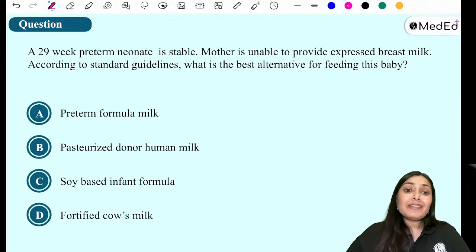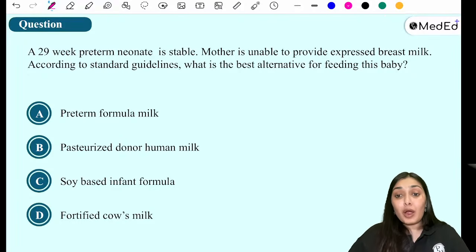A 29-week preterm neonate is stable. The mother of this child is unable to provide excess breast milk. According to standard guidelines, what is the best alternative for feeding this baby? Option A, preterm formula milk. Option B, pasteurized donor human milk. Option C, soy-based infant milk. And option D, fortified cow's milk.